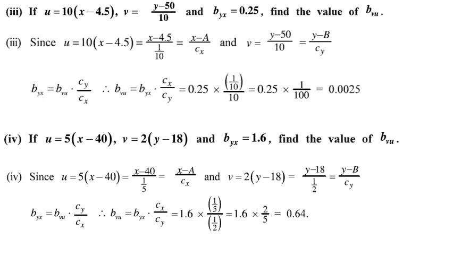As you can see, 1 upon 5 will go to division and 2 will come into multiplication. This is the inverse rule. So 1.6 into 2 upon 5 is equal to 0.64. So your answer for bvu will be 0.64.